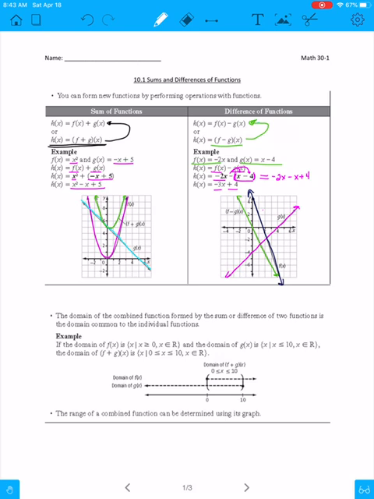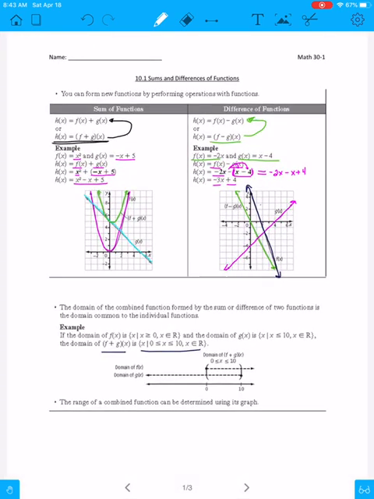Okay? If the domain of f of x is greater than or equal to 0, and the domain of g of x is less than or equal to 10, then the domain of the combined function, so f plus g, is where they both exist. So between 0 and 10.